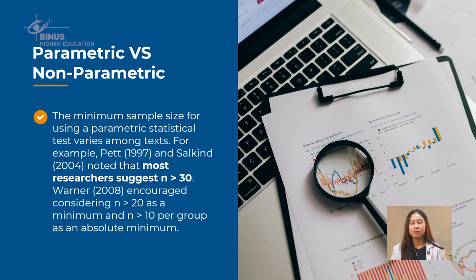The minimum sample for the non-parametric test does not need to be a large number. The minimum consists of about 30 data. It is based on the book from Pett, 1997, and from Salkind, 2004. They noted that most researchers suggest a minimum N of 30, and under 30 it is okay for non-parametric testing.